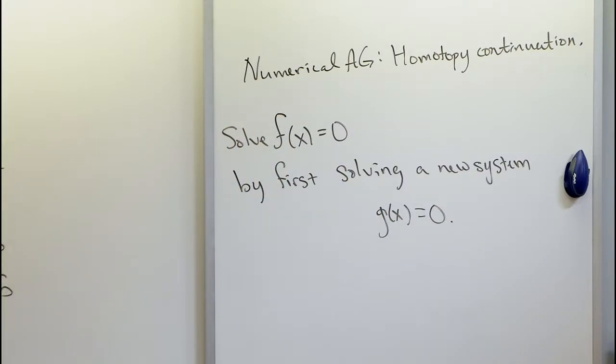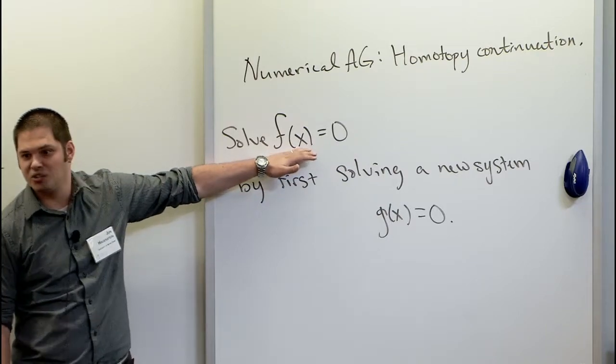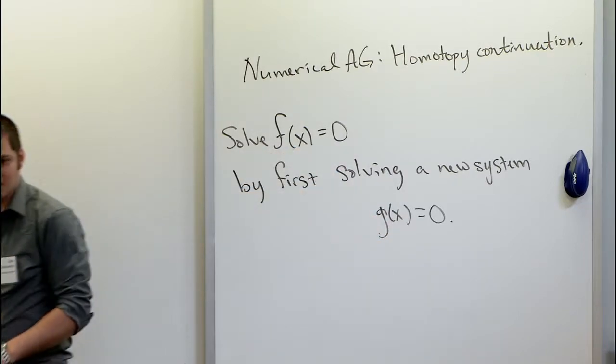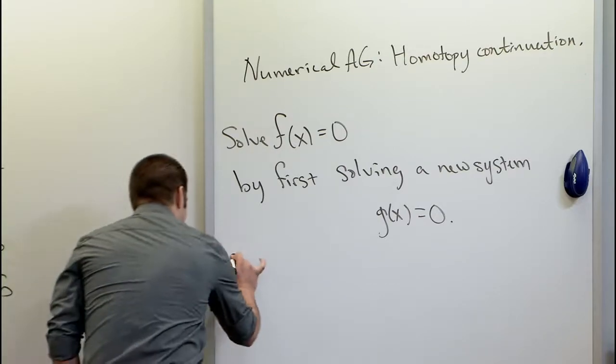There's a lot of art involved with choosing this new system g, and we'll talk about some of the foundational ideas behind that throughout the 2 lectures. The system you give me is too hard to solve. So I'm going to ignore your system and solve my own system. That's easy to solve.